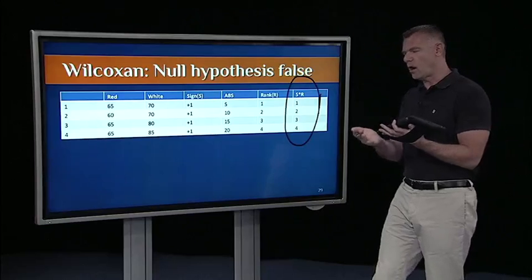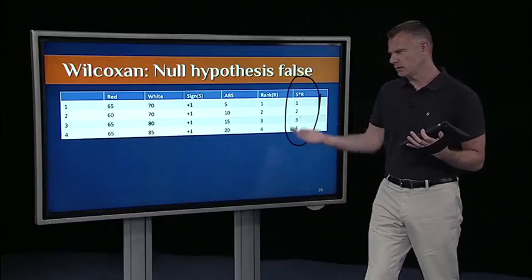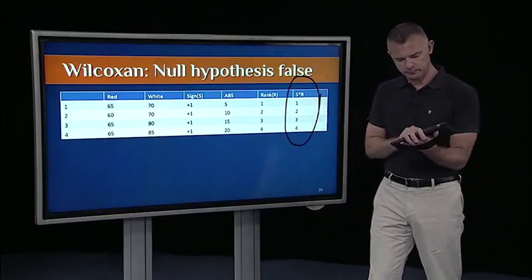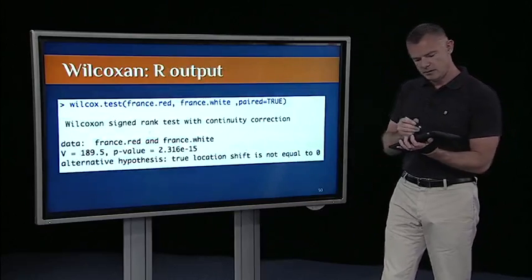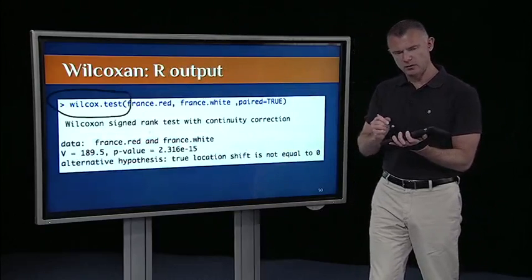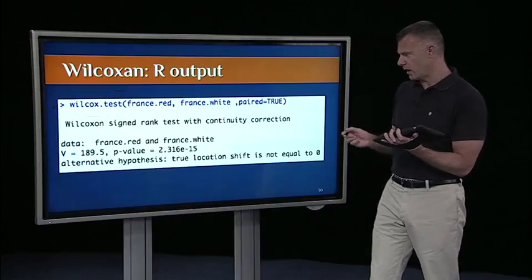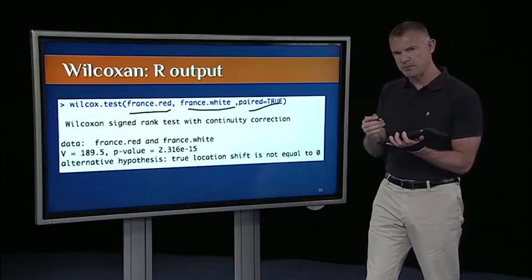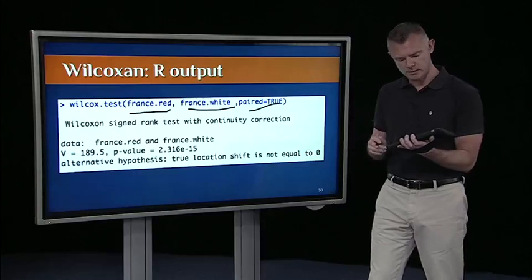We could just do it with all of our ratings. But remember, we had 100 wine raters, so I'm not going to do it all by hand. I just plugged it into R. So here's what the output looks like. We'll do this in the next lab. There's a function called the Wilcox.test. That's the name of the function. I put in my variable names, the French red, the French white. I had to say paired equals true because these came from the same wine raters.